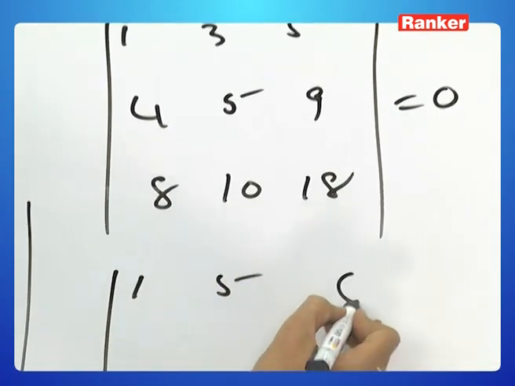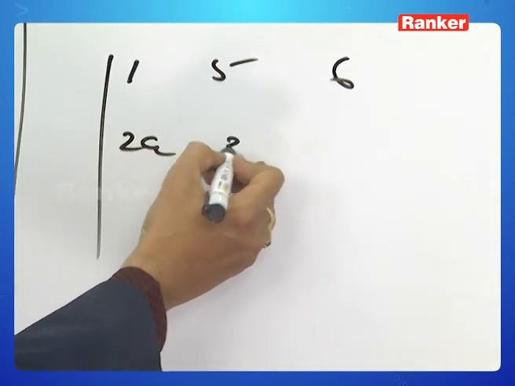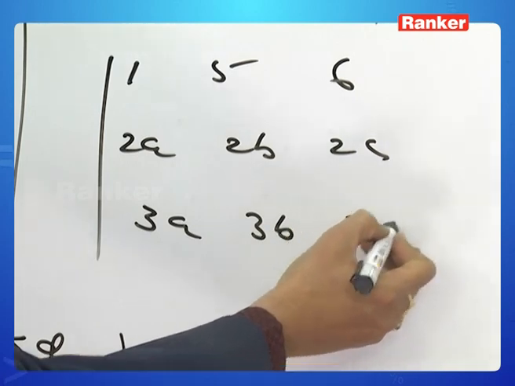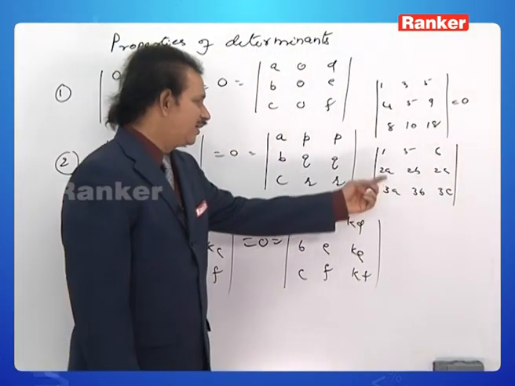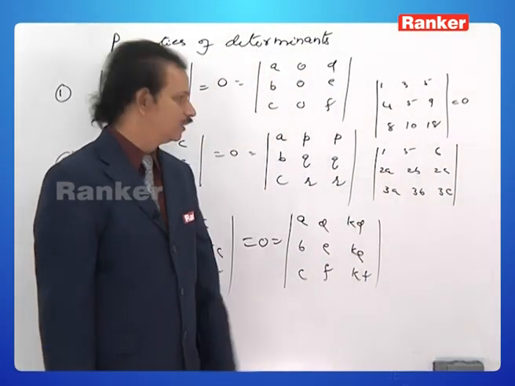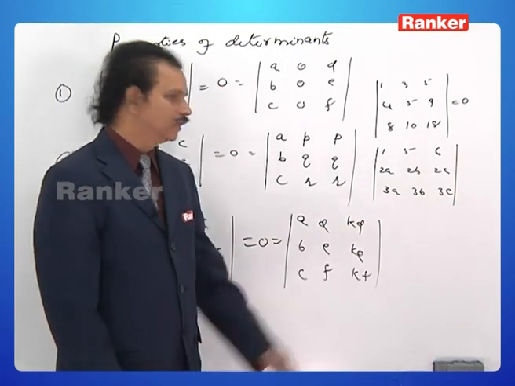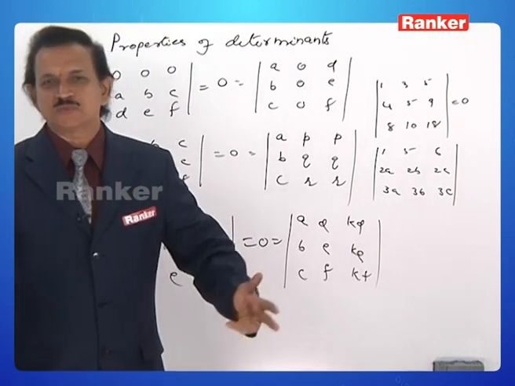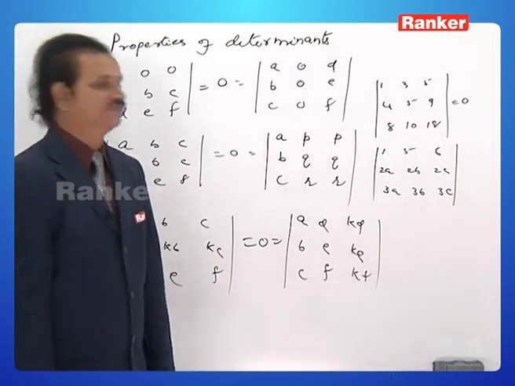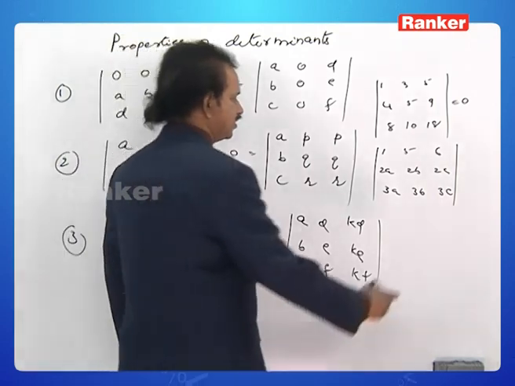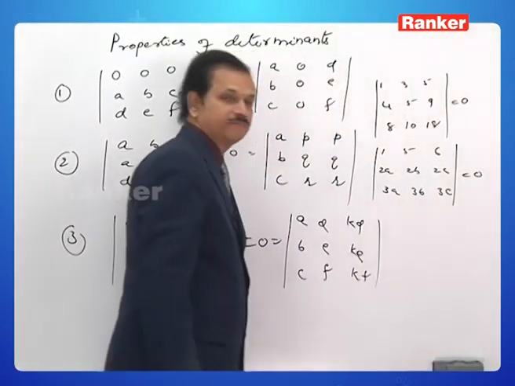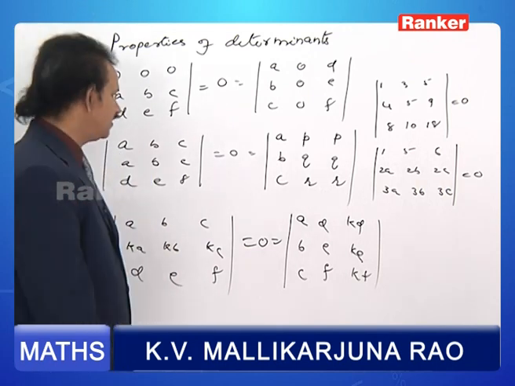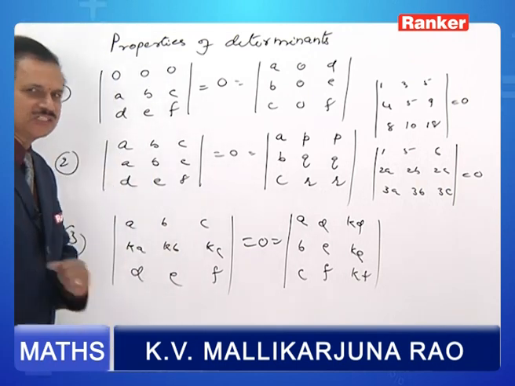One more thing. 1, 5, 7, 2A, 2B, 2C, 3A, 3B, 3C. What do you say about this determinant? What is 2A by 3A? 2 by 3. 2B by 3B? 2 by 3. 2C by 3C? 2 by 3. The ratios are equal. What does it mean? They are proportional. If they are proportional, then the determinant is 0. Yes, these are the beautiful basic properties.